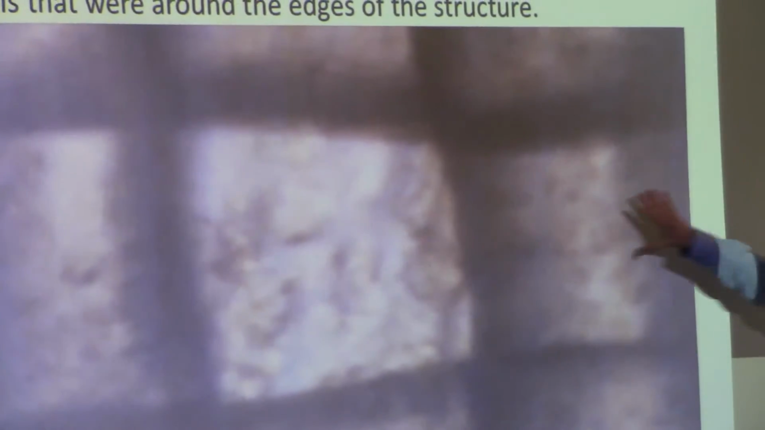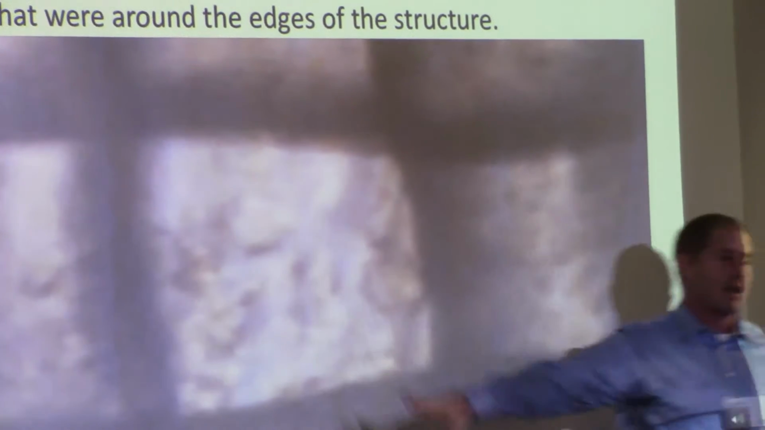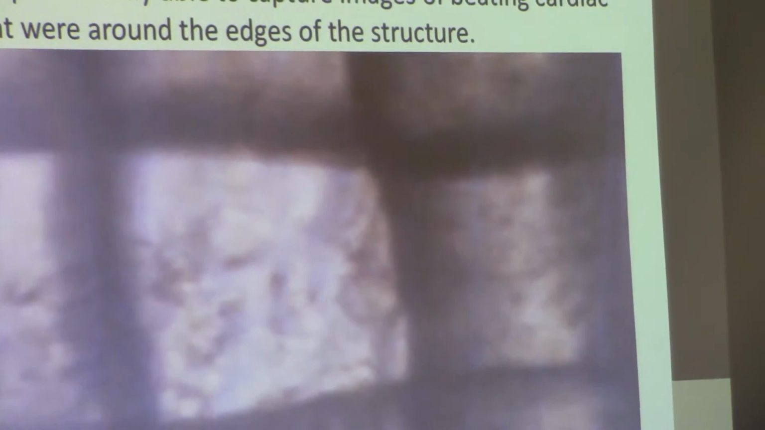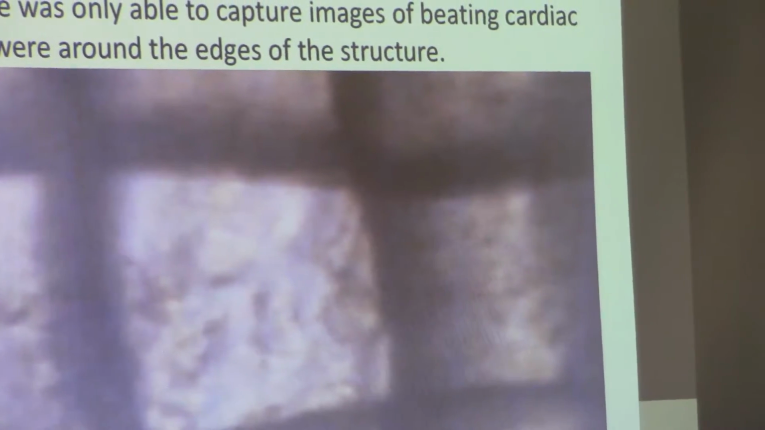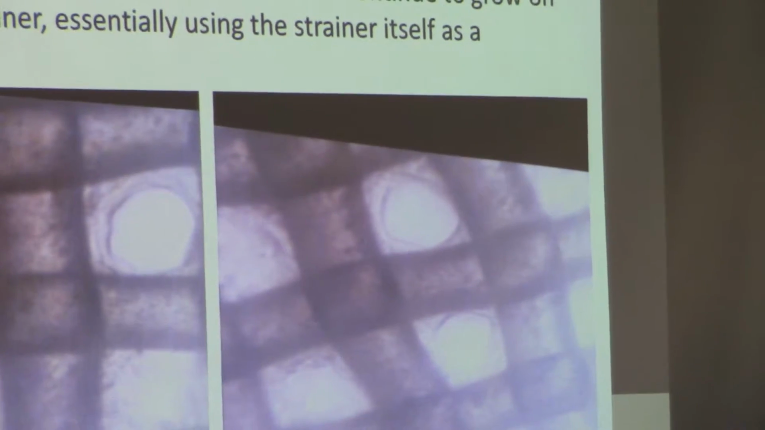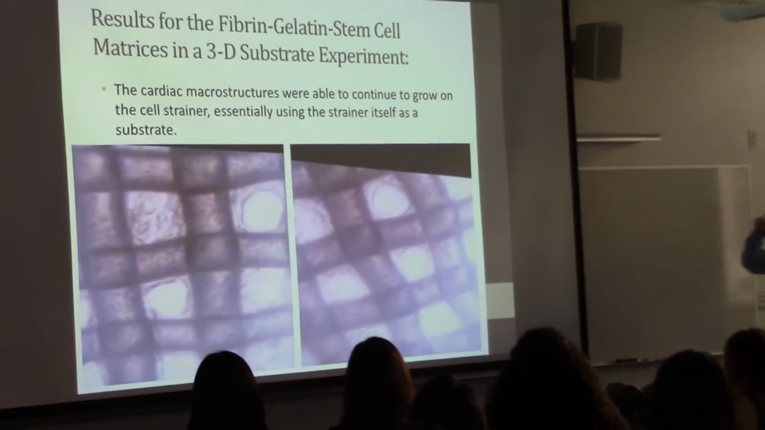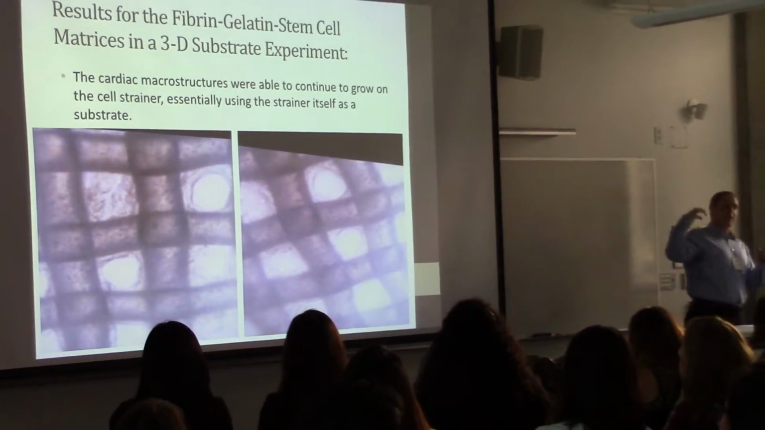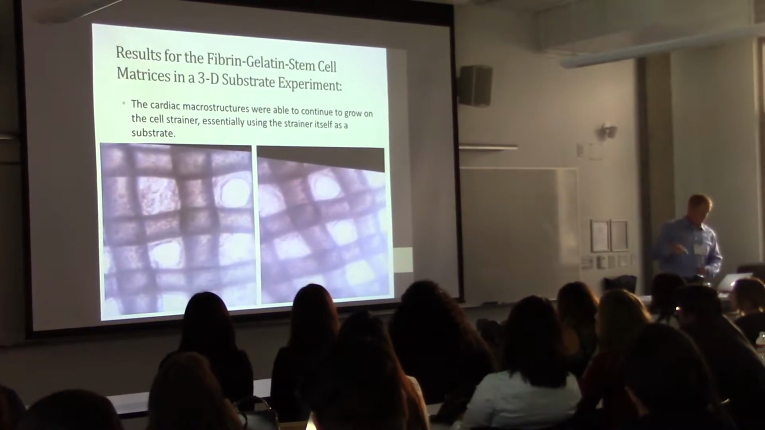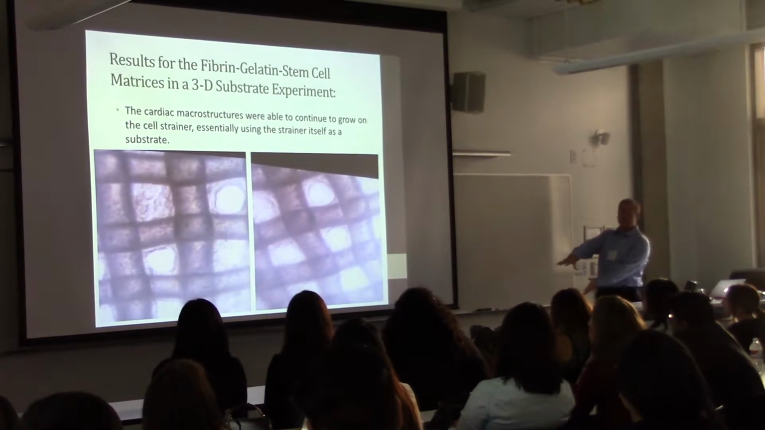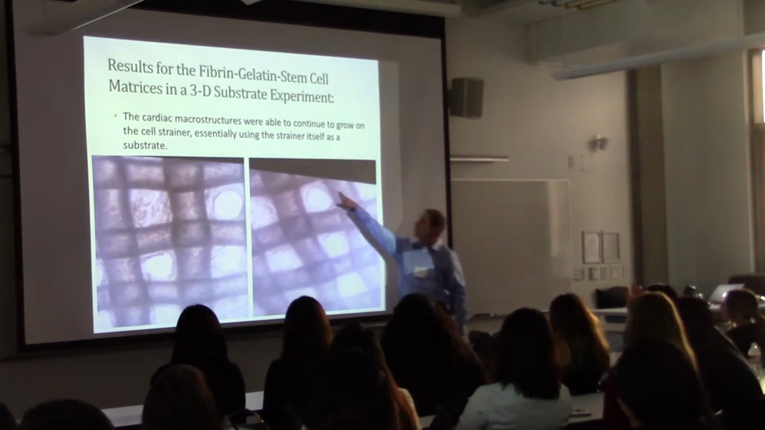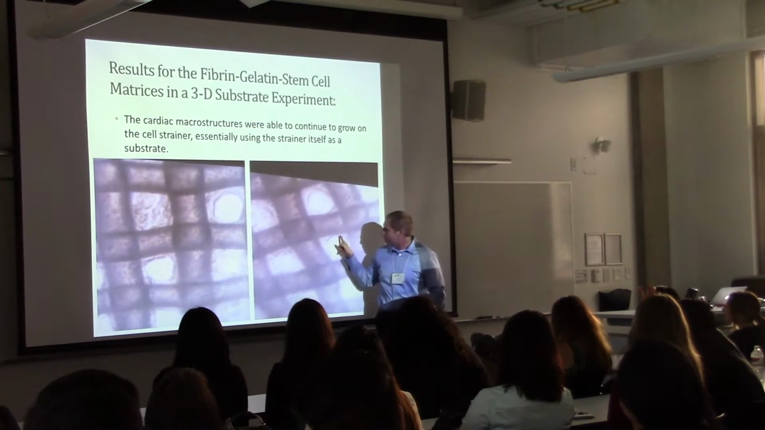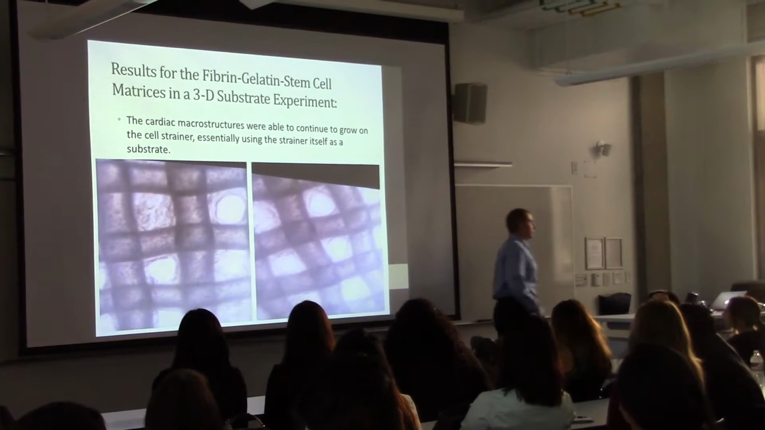But you can see beating. This is more from the edge, but you can see that there is beating tissue throughout that macrostructure. And also, an interesting thing we found was that the cardiac macrostructures were actually able to use the cell strainer itself as a substrate to keep growing. So you can see it starting to grow around the cell strainer itself.